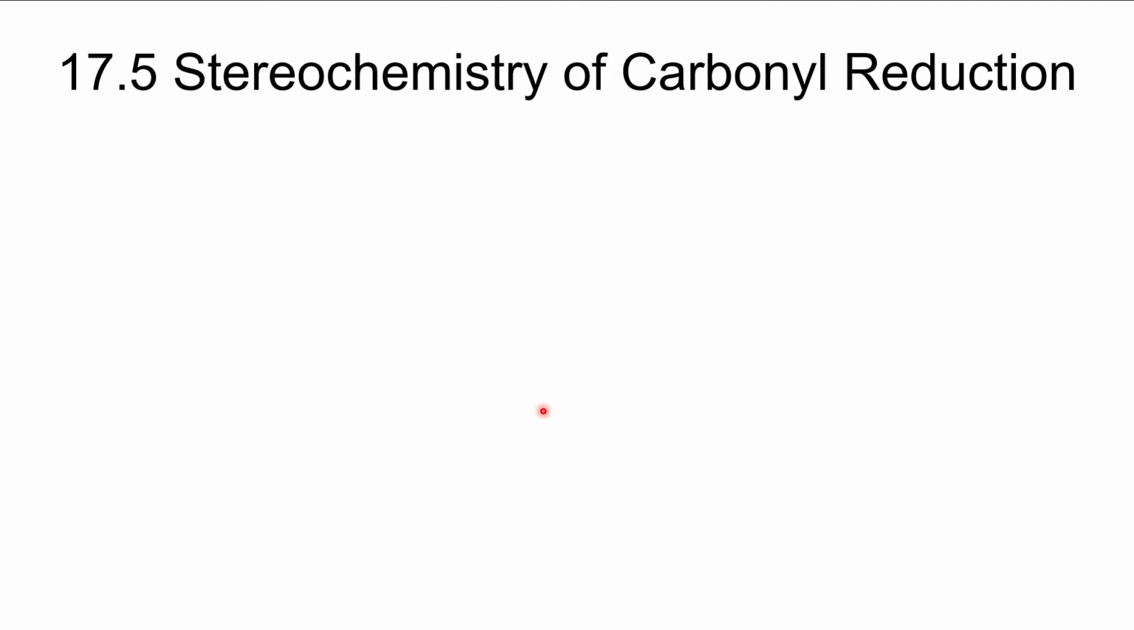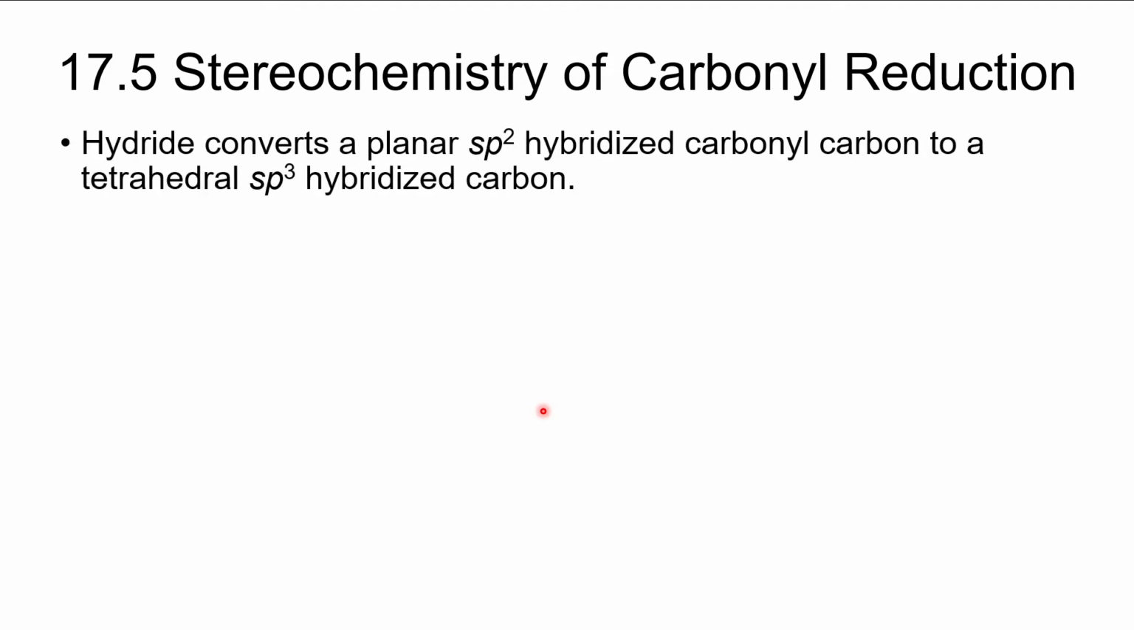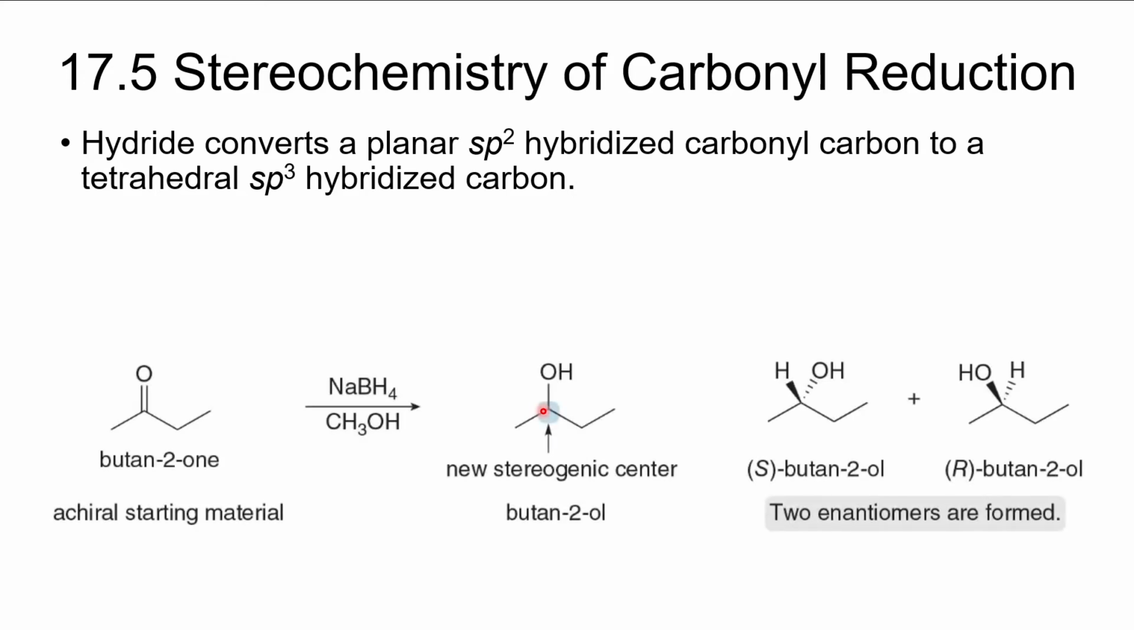So let's briefly look at the stereochemistry of carbonyl reduction. When we're looking at the stereochemistry, we need to have something where we're creating a stereogenic center. When we start with something like butanone, butan-2-one, it is an achiral starting material. And I've mentioned this many, many times in my lectures and my videos: anytime you start with an achiral starting material and achiral reagents, you are either going to get an achiral product or a racemic mixture. And in this case, we get a racemic mixture.